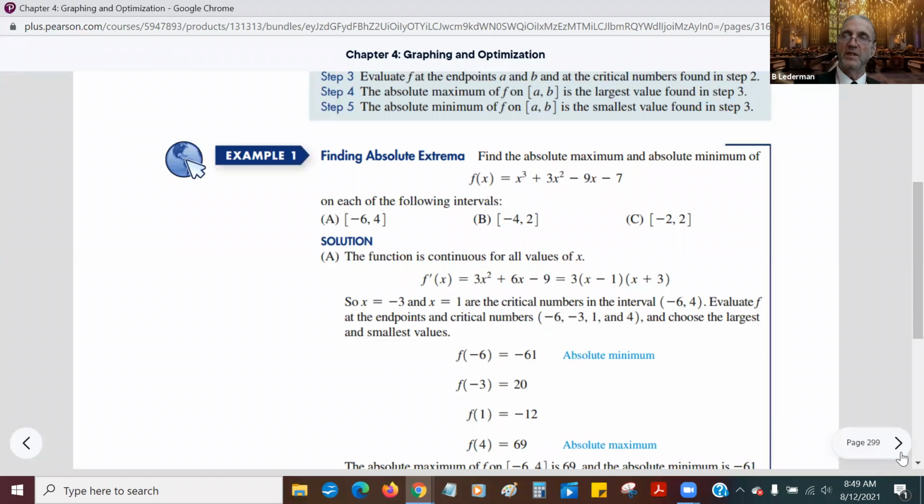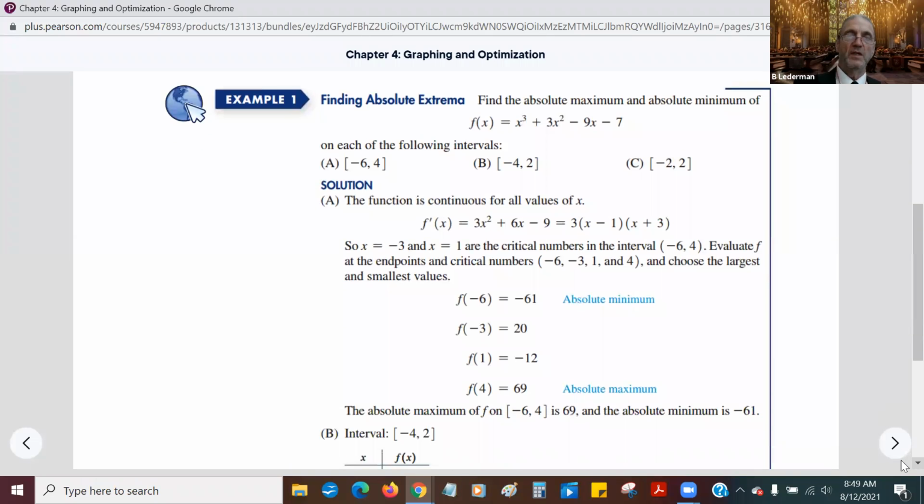And we look at -6, -3, +1, and 4. Now, I understand the -3 and the +1, we just said those are the critical numbers. Where do the -6 and the +4 come from? They came from the endpoints of the interval.